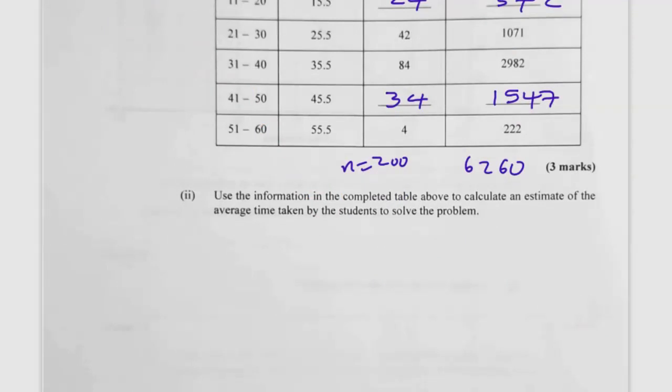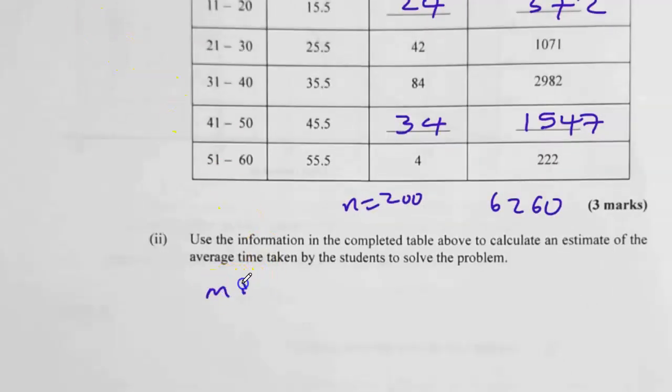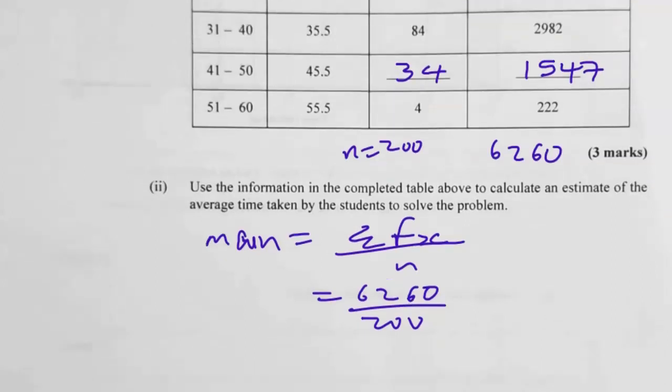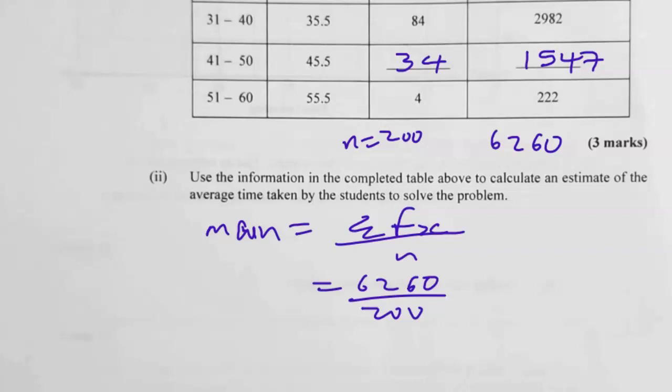The average time taken, same as the mean, is the sum of fx over the sum of the frequencies, same as n. So that's 6260 divided by 200. I'm getting approximately 31 minutes.